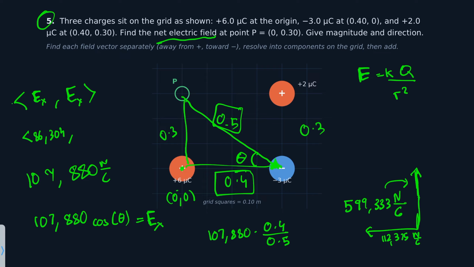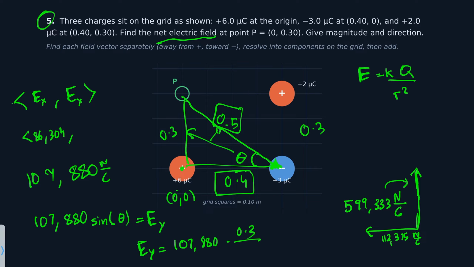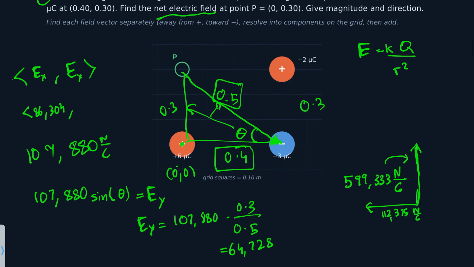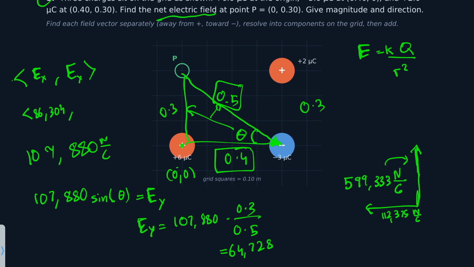And then in the y direction, what's that going to look like? That's just going to be this times, so let me erase this as well. So sine theta here, and then Ey. So Ey is just 107,880 times, what's the sine of theta? Opposite over hypotenuse, 0.3 over 0.5. Okay, so 107,880 times 0.3 divided by 0.5. So that's 64,728.